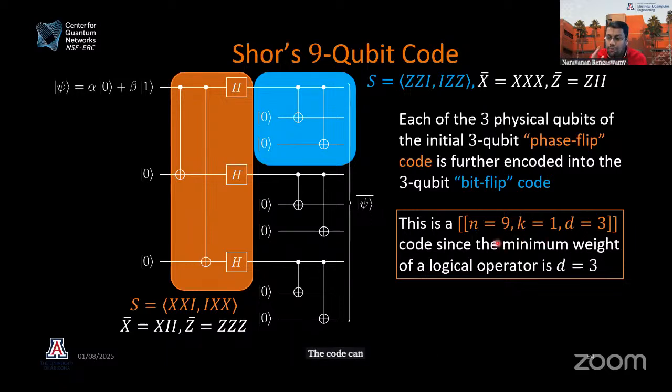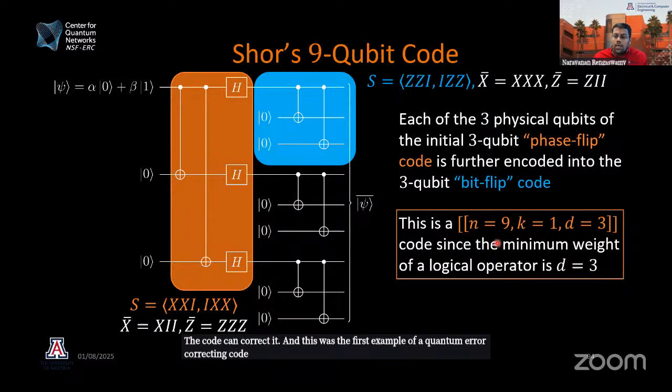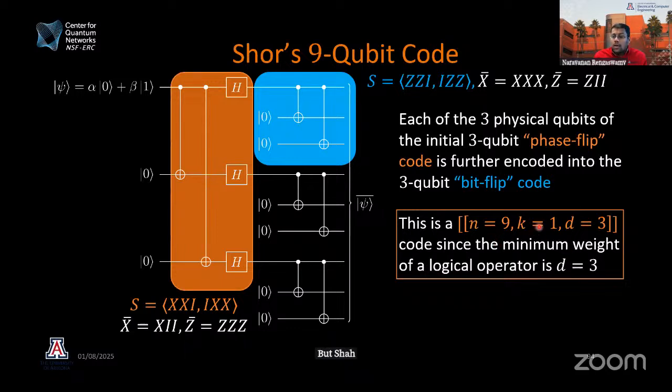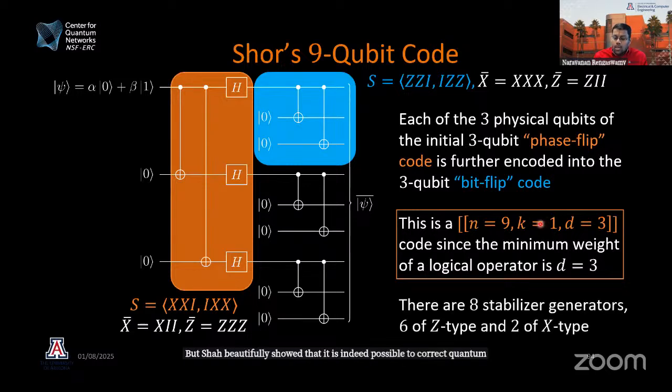And this was the first example of a quantum error correcting code. Before that, people were thinking that noise is a fundamental problem for quantum systems and it can never be corrected because it's continuous, it's unitary, and so on. But Shor beautifully showed that it is indeed possible to correct quantum errors by quantum error correction.